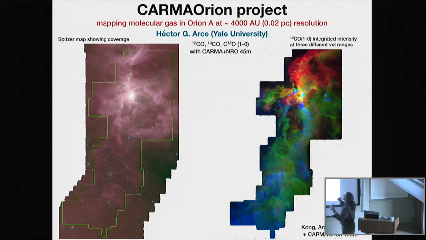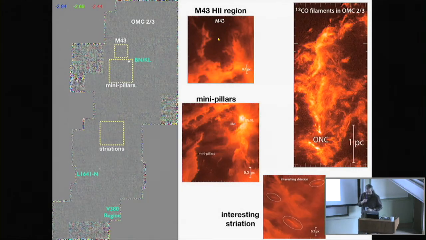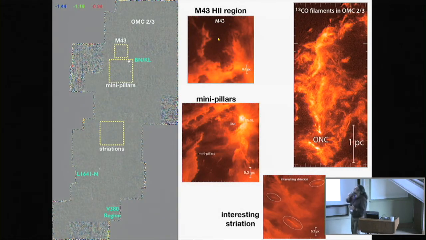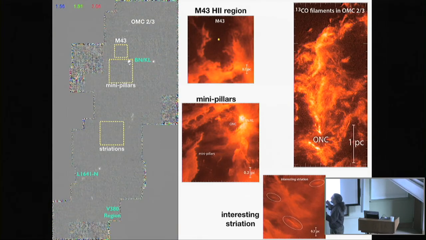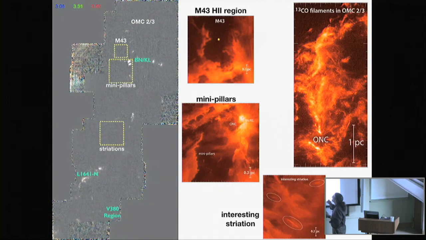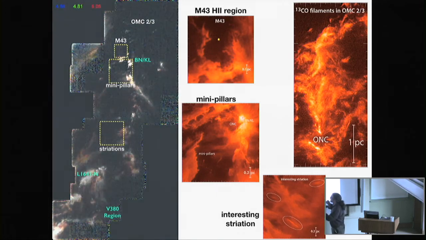So it's mostly using 12CO, 13CO, and C18O. There are other lines, but those are the lines that we also have Nobeyama data for. So the three main CO isotopologues. Just some highlights of the data. We have a resolution of about 8 to 10 arcseconds. That's about 0.02 parsecs, I believe, at the distance of Orion.